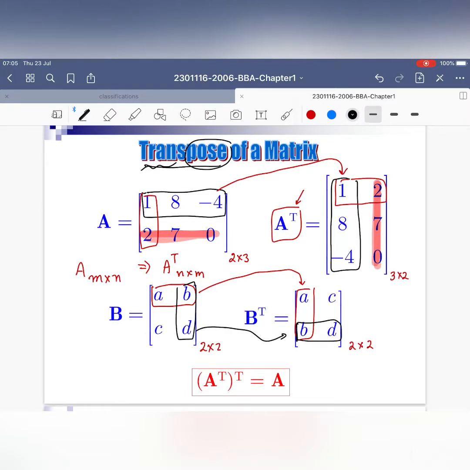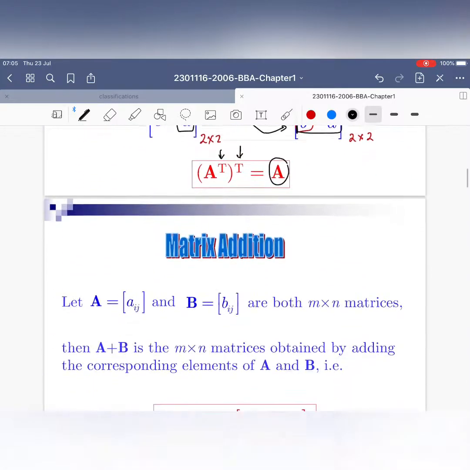And of course, if you do a transpose followed by another transpose, it will go back to A itself, the original. Because you change one time, then you change another time, so of course it goes back to the same A.